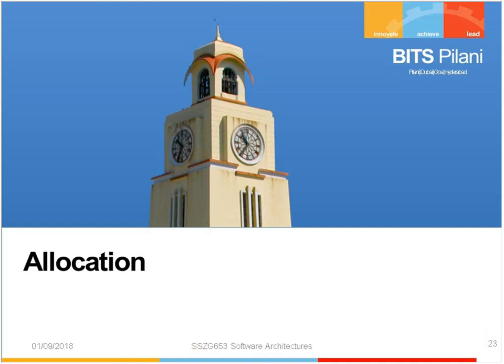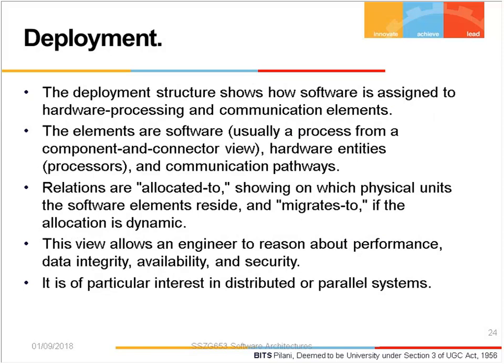In an allocation structure, allocation to people who are working, allocation to networks, allocation to hardware, all these are shown. Now, if a component connector has to work, it has to use certain hardware entities. So that needs to be expressed in the deployment structure.